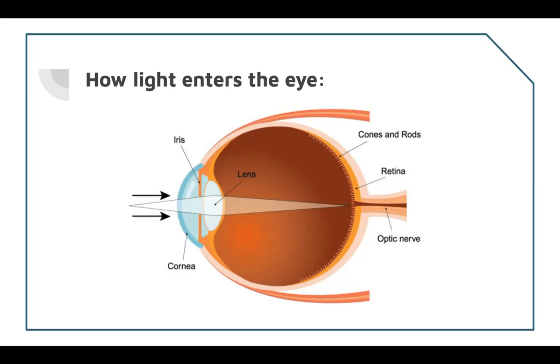From there, light passes through the lens of your eye, which is a clear inner part of the eye, and works with the cornea to focus light onto the retina. The retina is a light-sensitive nerve layer which lines the back of the eye. From this point, the image is transmitted through the optic nerve and into the visual cortex of the brain.